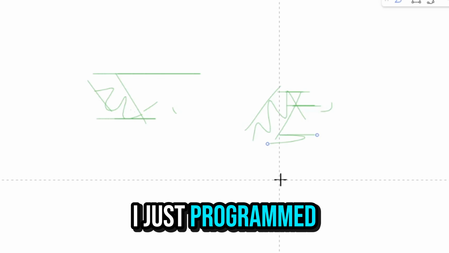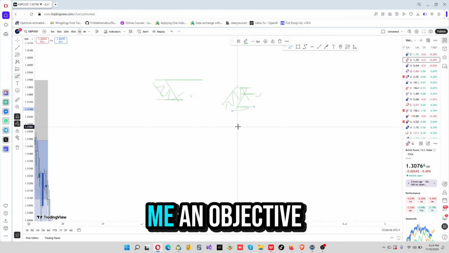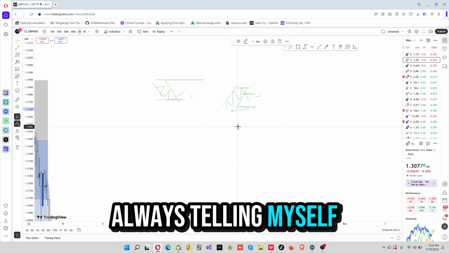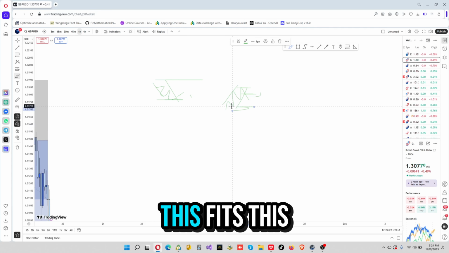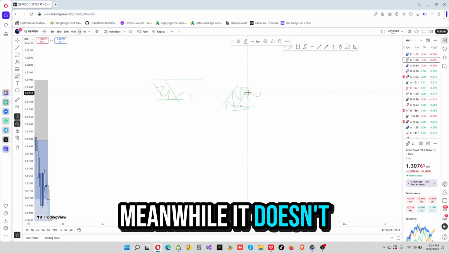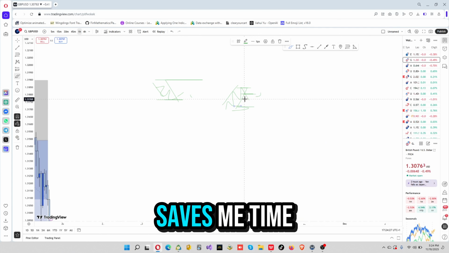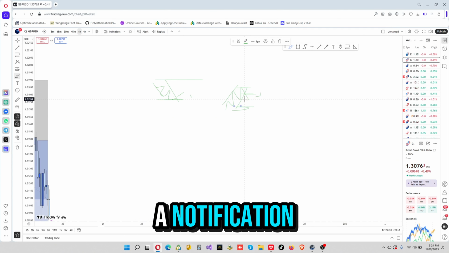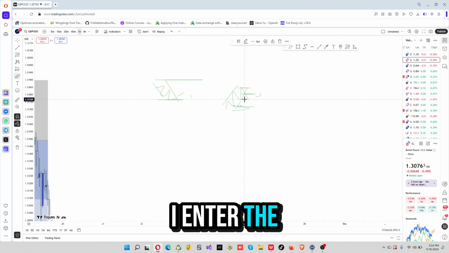I just programmed it first off because it gives me an objective way to look at the market. I don't come around always telling myself, oh, this fits, meanwhile it doesn't fit. Another thing is that it saves me time. So I can just be anywhere in the world and I get a notification, I enter the trades. So that's how I do mine.